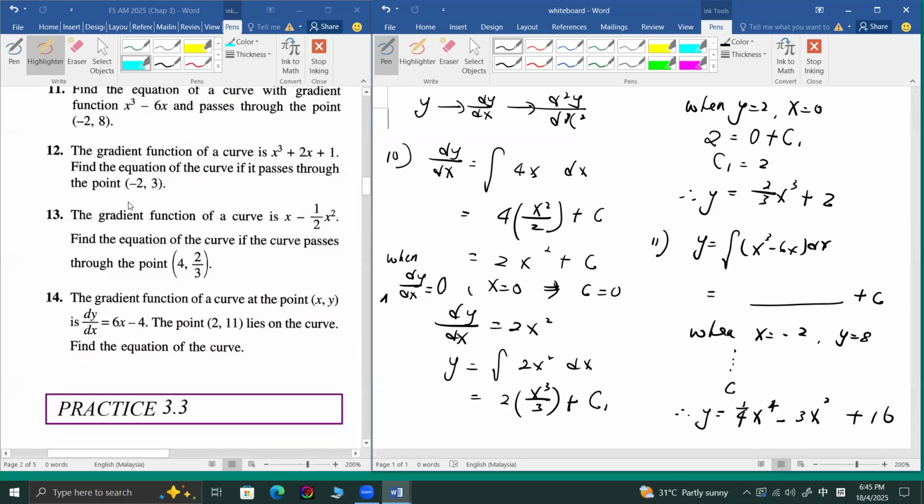Solve for question 11. So wait, let me check. 12, 13, 14 also, I leave it to y'all, because it's the same as question 11: find the equation and the point given. Okay?